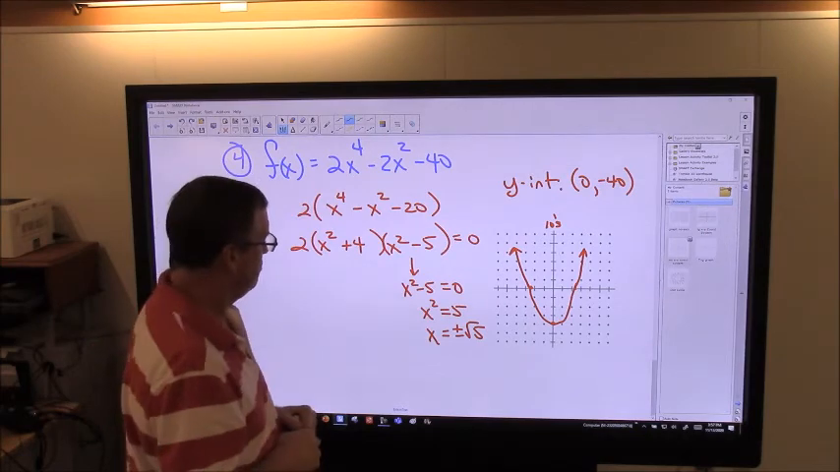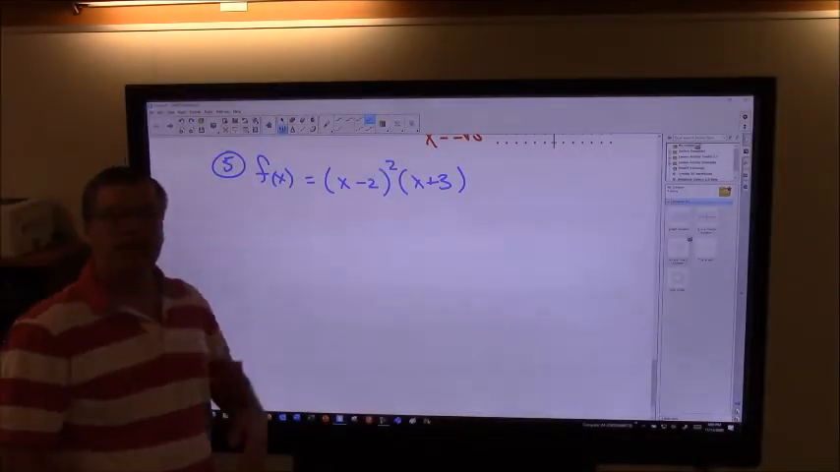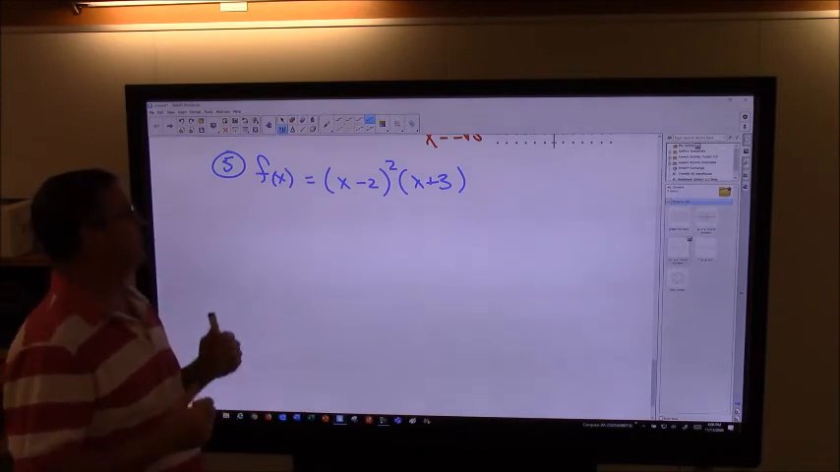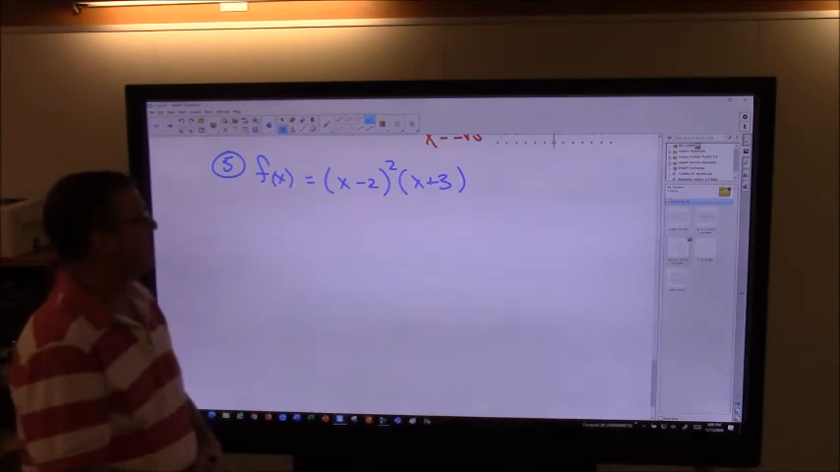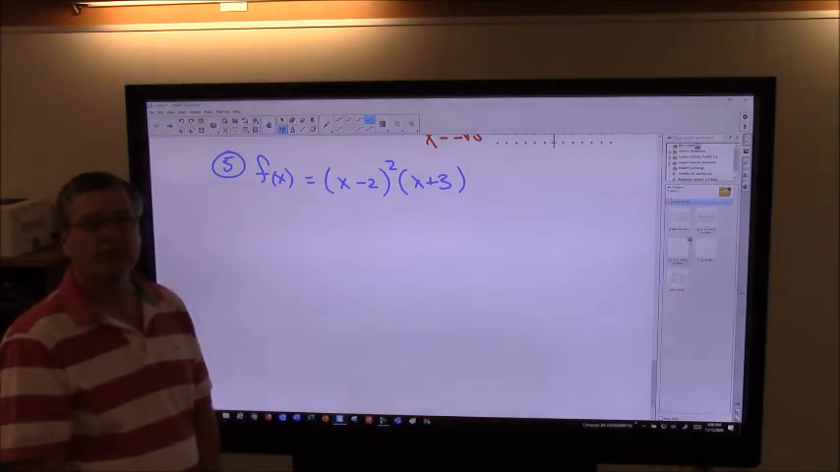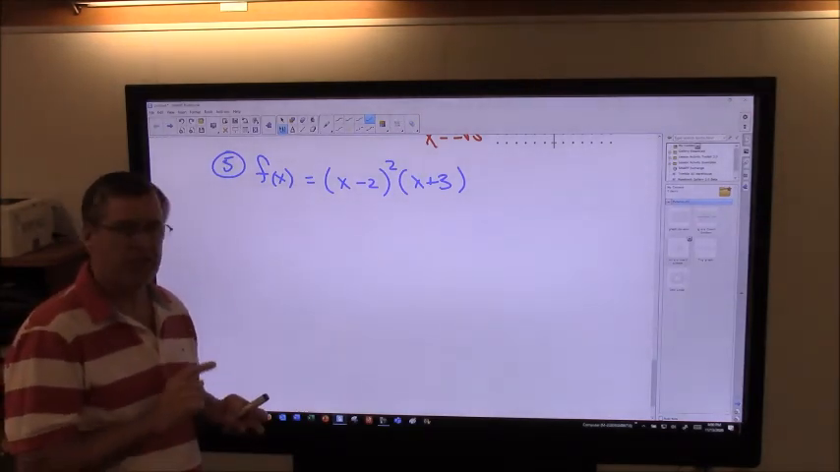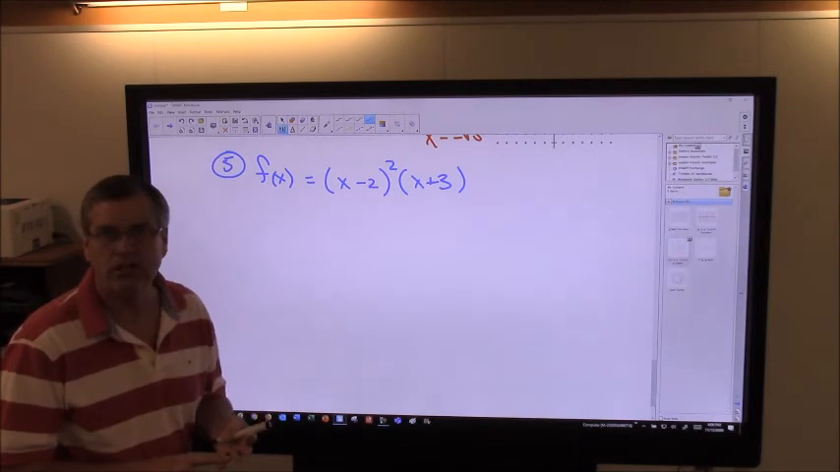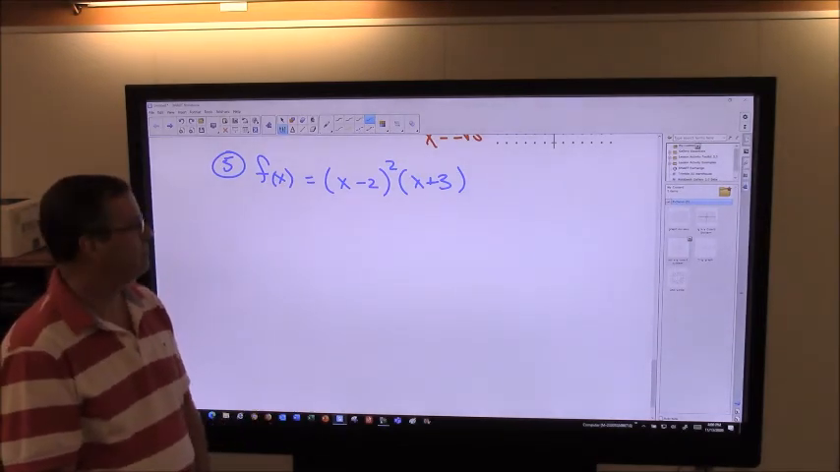All right? All right, let's try one more. Here's a function that is already factored for us. It's kind of nice, helps out a little bit. And what we want to do is draw a sketch of what we think this looks like. Find the zeros, think about the end behavior, think about turning points, multiplicity. What would this function look like? You guys try it.